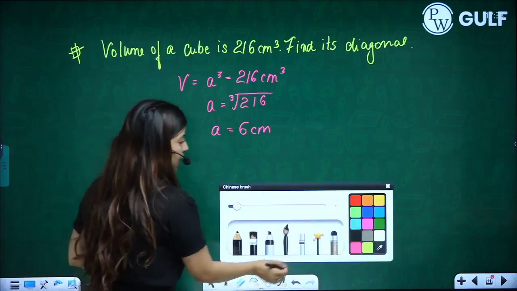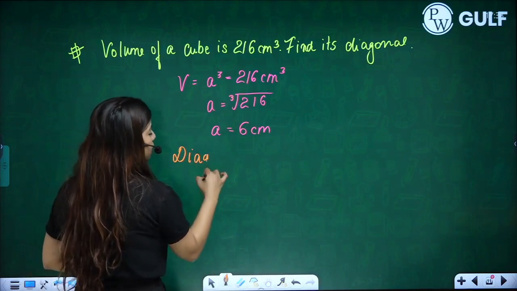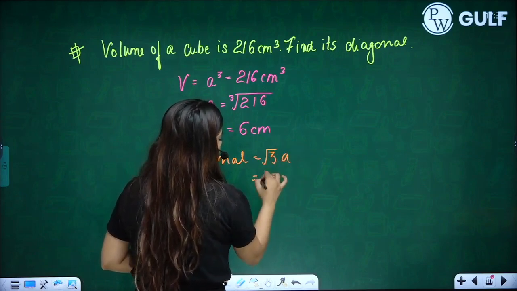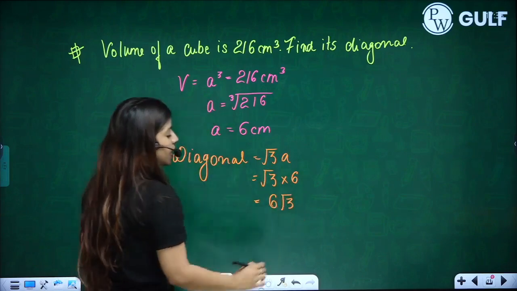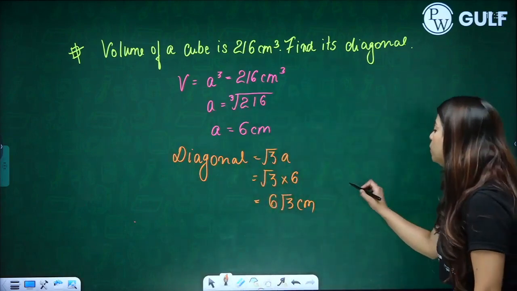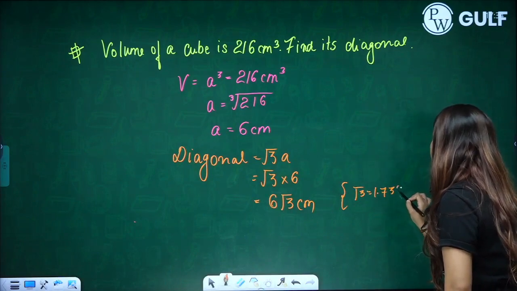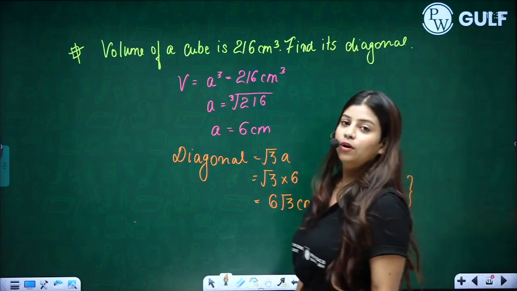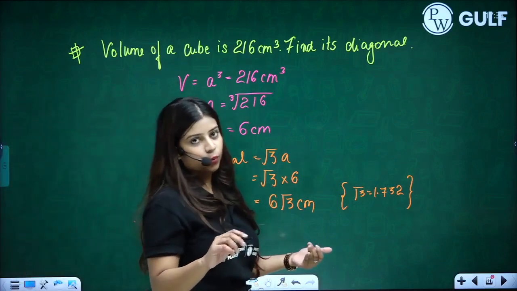The next thing that we have over here in this question is to calculate the diagonal. We know that the diagonal of a cube, students, is calculated by root 3 a, which is equal to root 3 into 6, which is equal to 6 root 3. If you want to, you can leave the answer over here, students. If you don't want to, you can put the value of root 3 as 1.732 and calculate the final answer in decimal. So this is one thing that you can be doing.